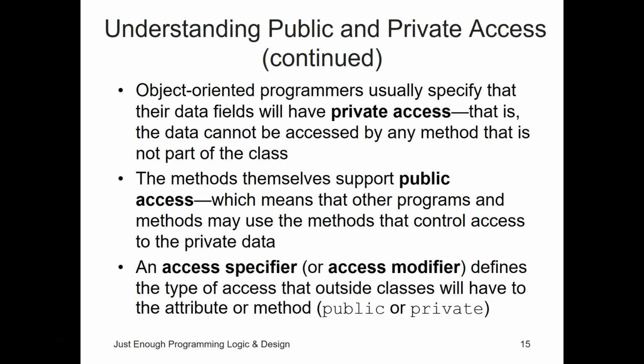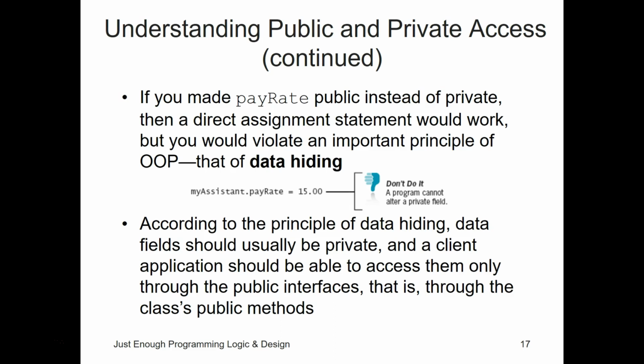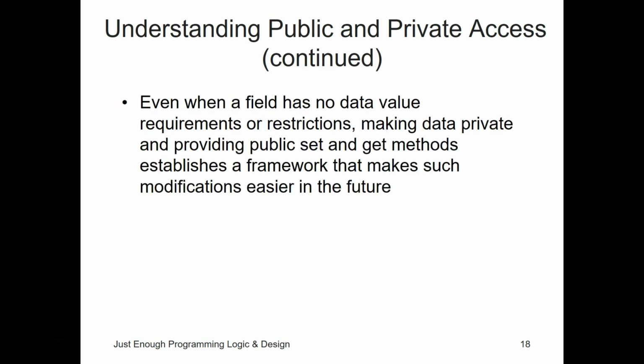So we can declare, hey, this portion is public. The set name is public. The set pay rate is public. Get name is public, or get pay rate's public. But private is that string name and the pay rate up there where we're creating. So we can have public and private accesses in both. There are some examples as you look through your book.